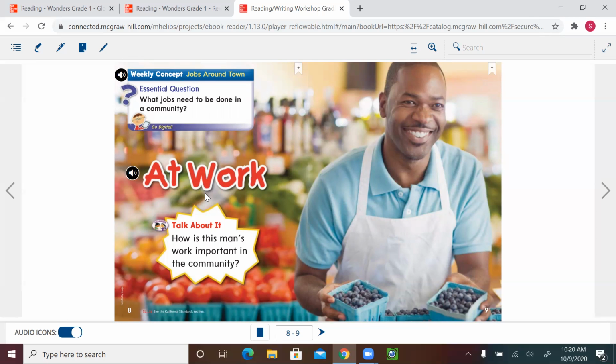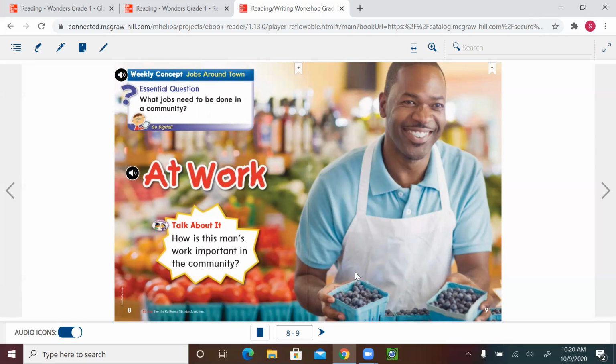Is his job important? Of course. And that's how this man's work is important in the community, because he provides service. He's helping you. If you're looking for certain items, he will be the one to help you. If you need to know the price, or if you need to weigh your food or the vegetables you bought, or you're looking for specific items that you don't know where to find.